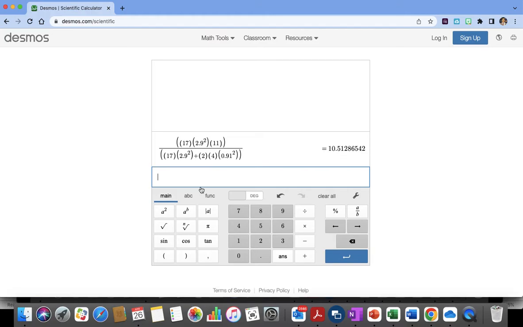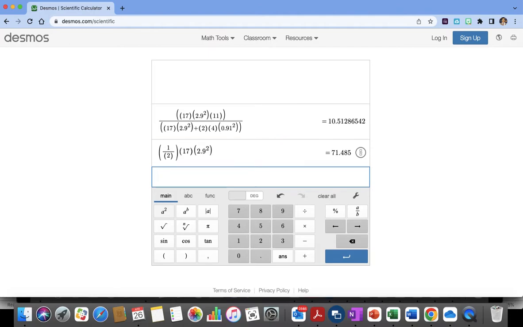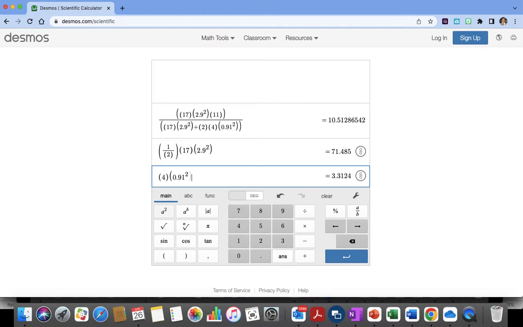So to find the moment of inertia of the first one is 1/2 times the mass, that is 17 kilograms, times 2.9, don't forget to square that one. And that would be the moment of inertia of the cylinder or disc. Now let's get the moment of inertia of the point mass or clay. That'll be 4 kilograms times 0.91. Don't forget to square it. And there you go. Those two.